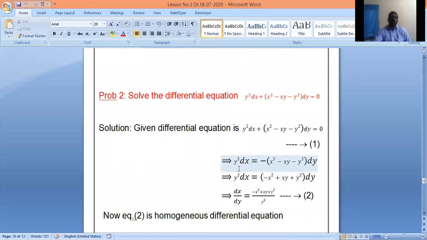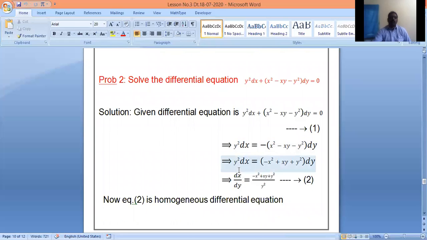That implies y² dx = −(x² − xy − y²) dy. That implies y² dx = −(x² − xy − y²) dy, which is (−x² + xy + y²) dy. That implies dx/dy = (−x² + xy + y²)/y². Let this be equation 2.